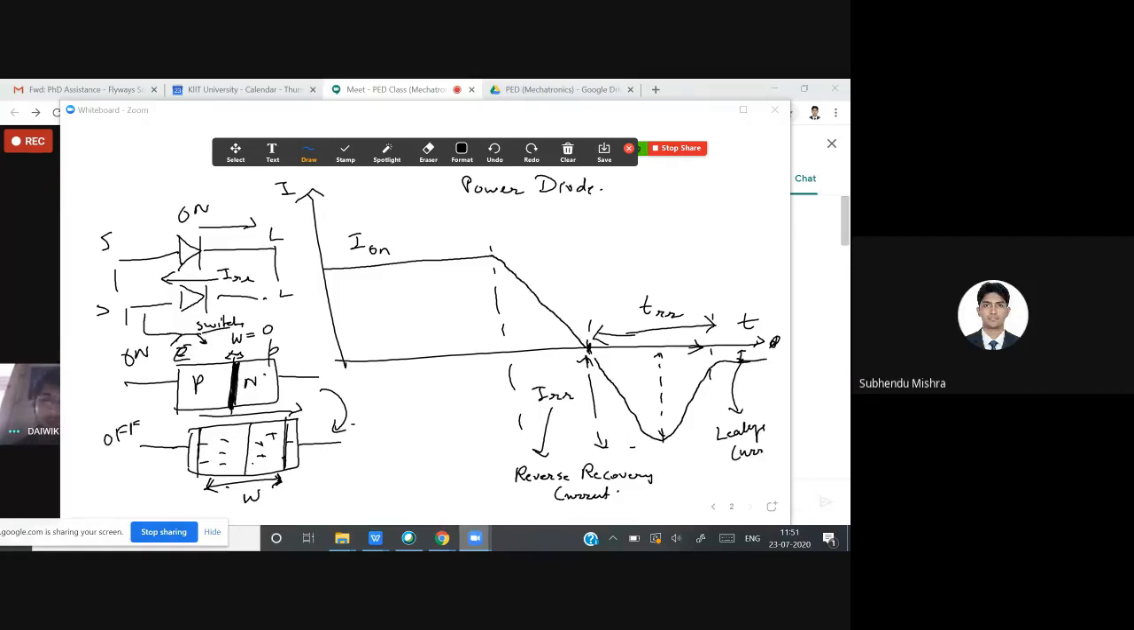The depletion region is slowly formed because of that. The depletion region is formed because the minority carriers need some time to recombine, and they recombine with the opposite charge, and because of that, this particular depletion region gets formed eventually. Once this depletion region gets formed, the switch is completely off, but it takes some time. During that time, there is a reverse current that is also flowing.